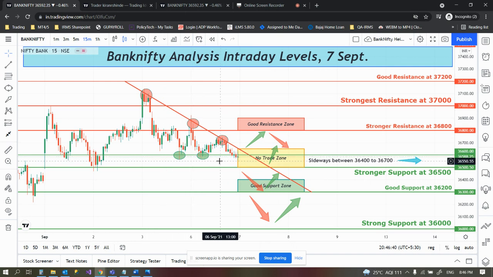So how to take the trade based on what we can see. If the market opens gap up, as we had a US holiday today, we don't know what can happen, but let us consider three possible ways of trading. If market opens gap up, if and only if it opens gap up around this particular level above this no trade zone, then you can go for buying, not by buying CE, but you should wait till the market reaches this particular point and you see a reversal candle.